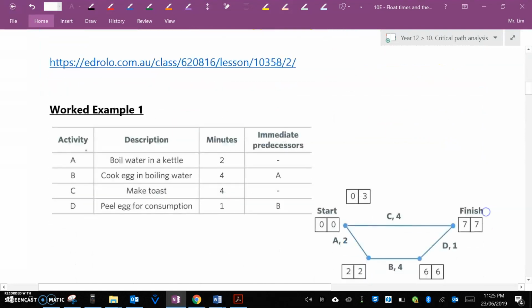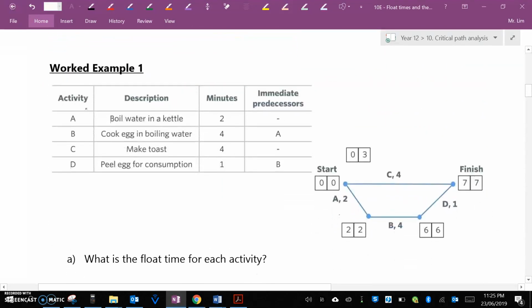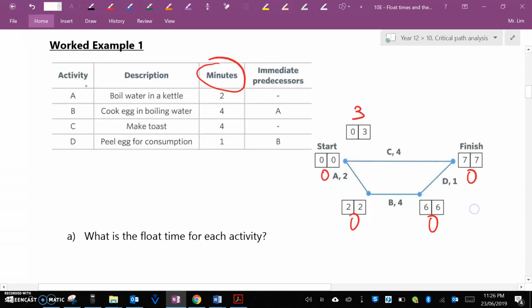So let's have a look at worked example 1. We have 4 activities for making an egg. What is the float time for each activity? So this is pretty simple. 0 minus 0 is 0. And this is all in minutes because here it says it's minutes. 3 minus 0 is 3. 7 minus 7 is 0. 6 minus 6 is 0. 2 minus 2 is 0. Okay, so that's done. So that's for activity A, that's for activity B, this is for activity C, etc.